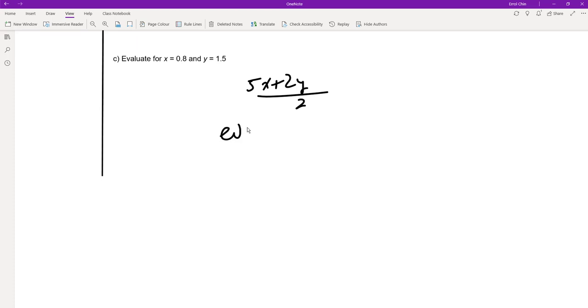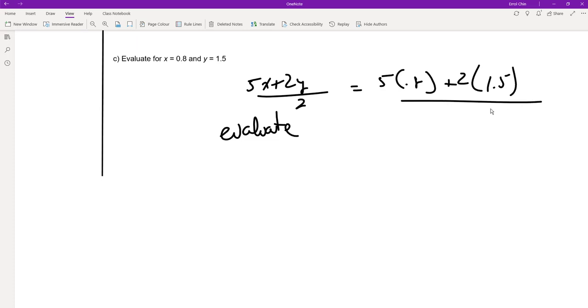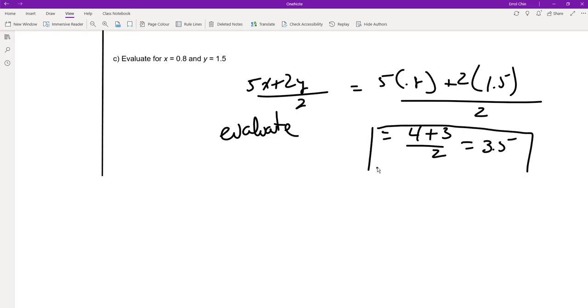And we are going to evaluate. Well, that becomes 5 times 0.8 plus 2 times 1.5 all over 2. And if you use your calculator, I won't bother wasting your time. This works out to 4 plus 3 divided by 2 is equal to 3.5. So even after simplification, we can still evaluate, assuming that we're given the values for all the variables. Okay? Hopefully that makes sense.